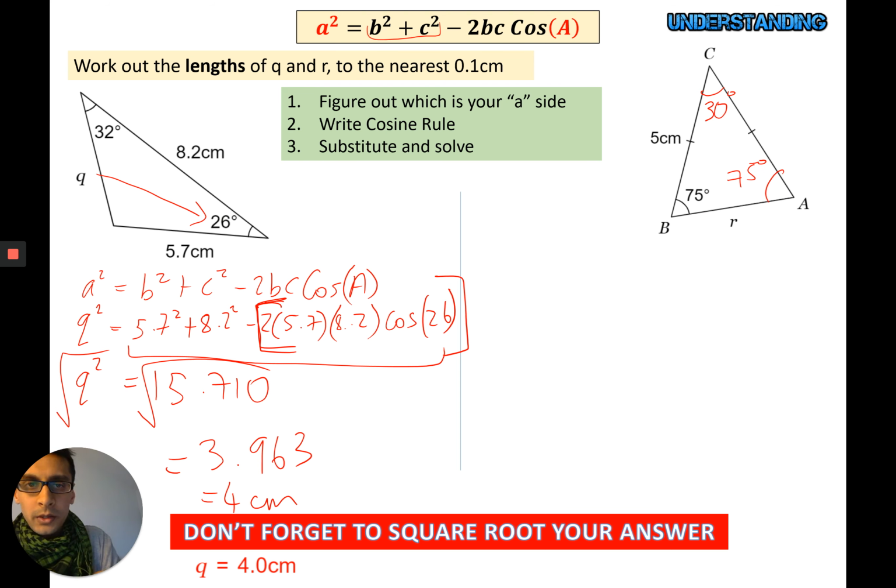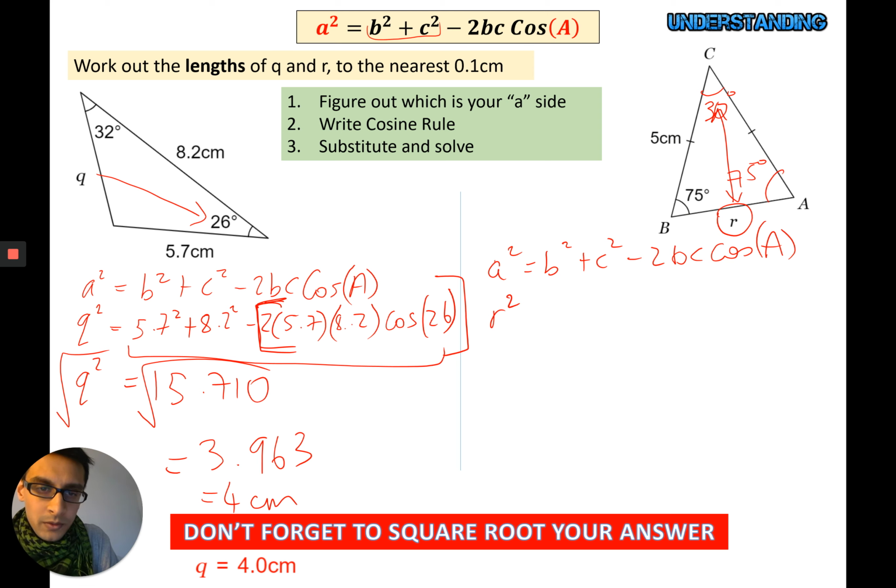So figure out which is your A side. Well, if this is what I'm looking for, then my cosine A will be cos 30. So then that will be A squared equals B squared plus C squared minus 2BC cos A. R squared is what we're looking for. We have to write R squared equals, now because this is an isosceles, that will also be 5. So your B and your C is 5 squared.